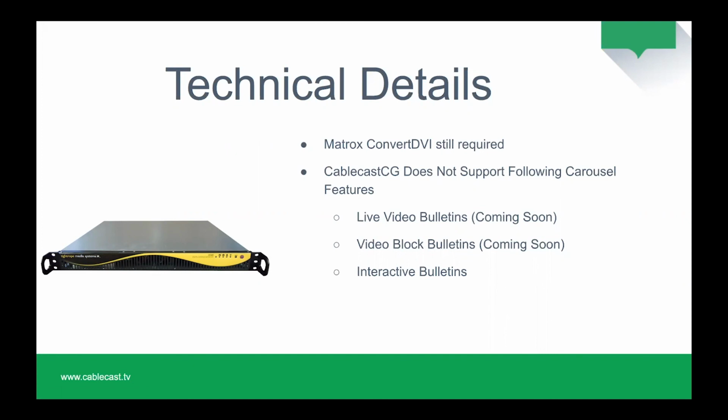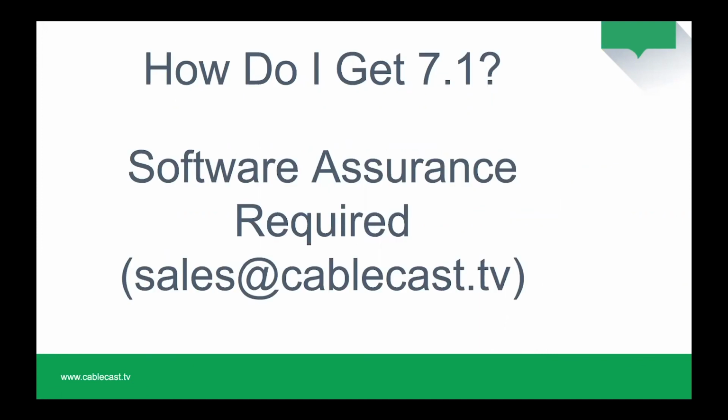The last thing is that Cablecast CG doesn't support some Carousel features currently. So live video bulletins aren't supported at the moment. Video block bulletins aren't supported. Those are both features that we're working on. And the final thing is interactive bulletins. We don't support putting a web page in your CG output. So if you're highly reliant on any of those features, you should probably choose to stay on Carousel for the time being.